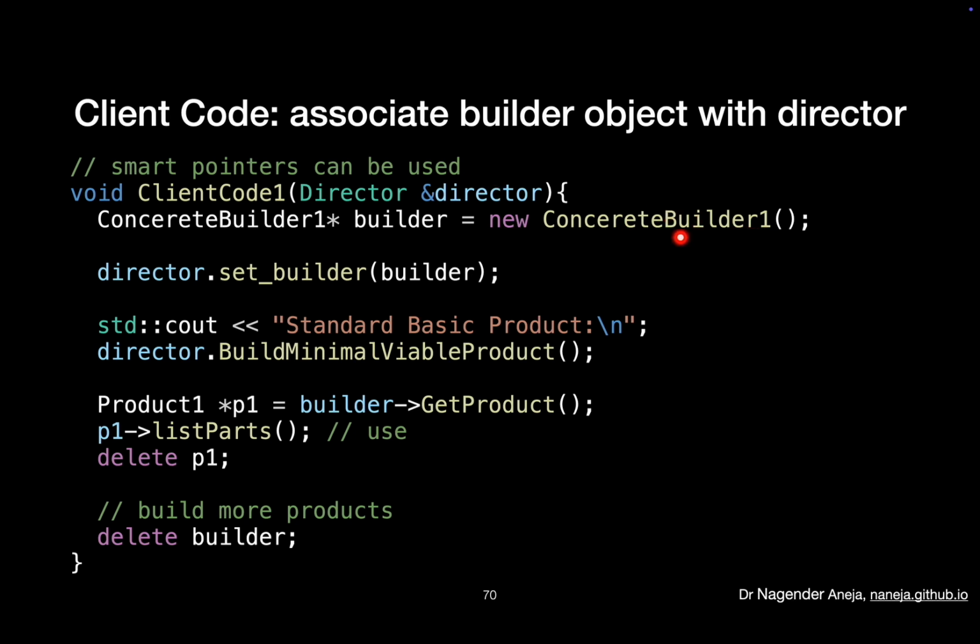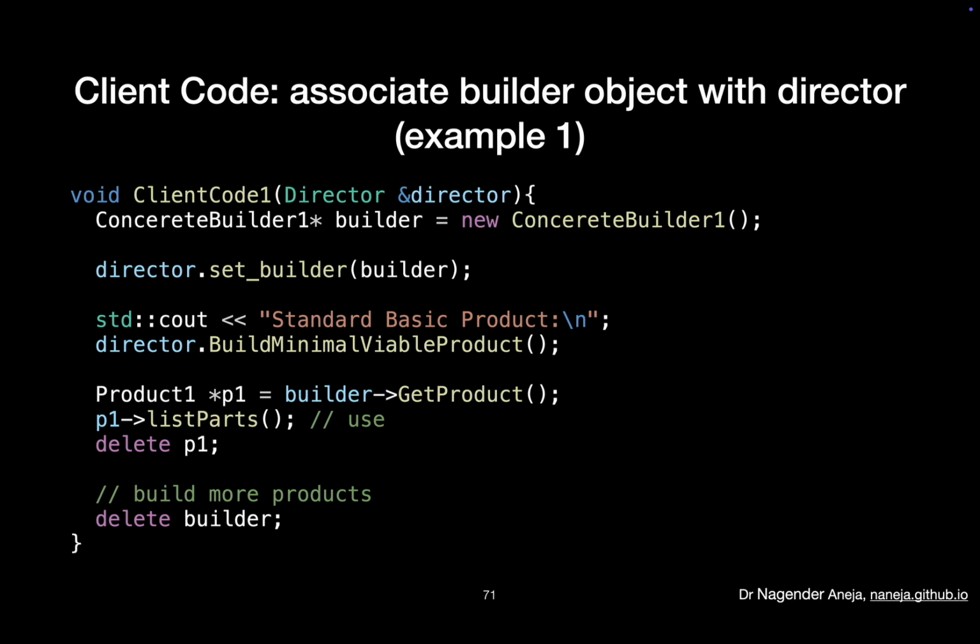Now, for all the products this director is going to build, it will decide the flow of your steps, but the actual builder will be used from here. So we say director dot set builder. We set this builder here, and now we say director build minimum viable product. But the builder is this one. So this build minimum viable product will produce A, produce B, and produce C, and all of these will be used here. And then finally we get the product. Get product will return the product, and you can list the parts here and you will get all of those parts, and then you can finally delete this.